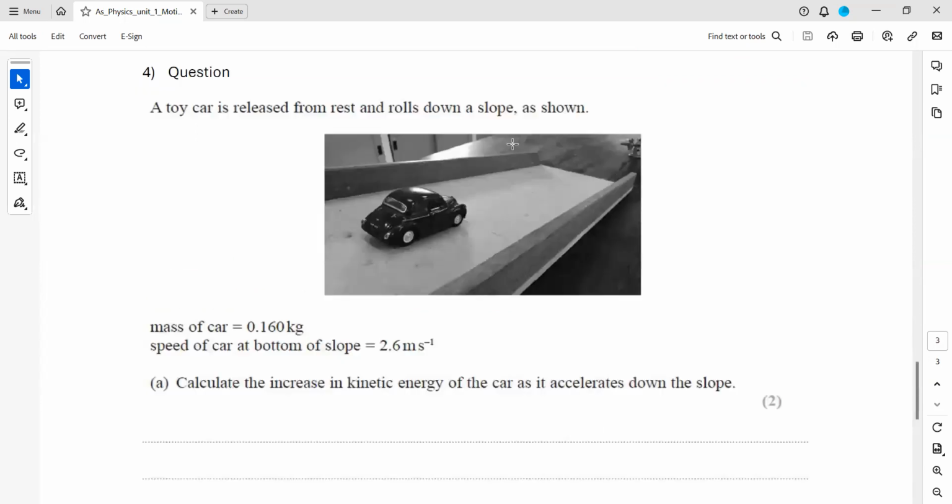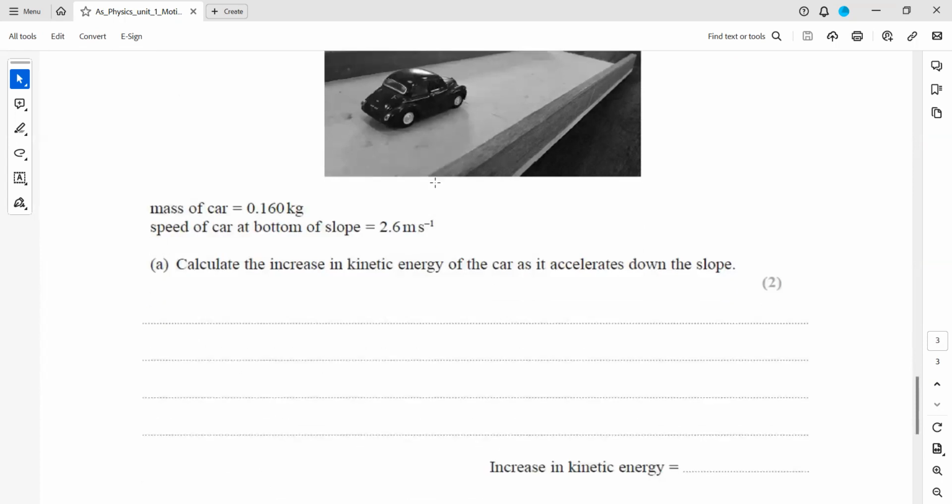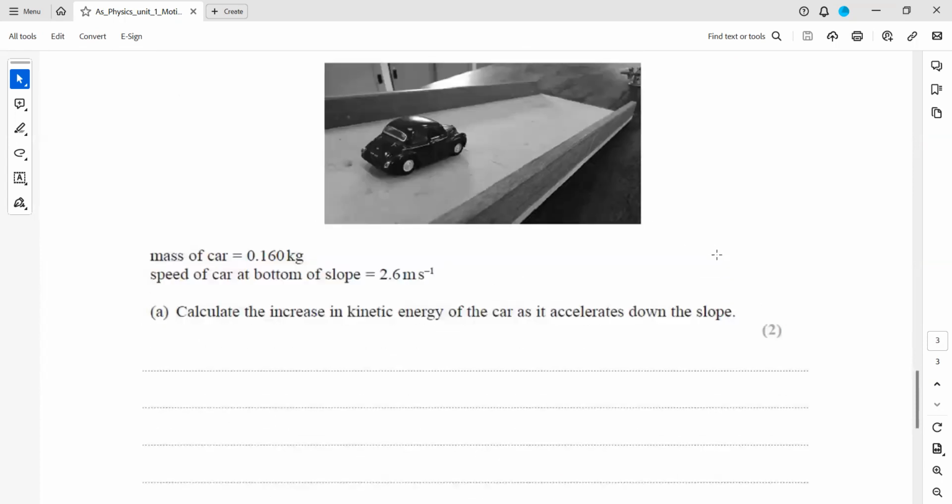This was question 4 of the pop quiz, which was related to motion. A toy car is released from rest and rolled down a slope as shown. The mass of the car is 0.16 and the speed of the car at the bottom is 2.6. Calculate the increase in the kinetic energy as it accelerates down the slope. So it's a simple kinetic energy question. You can use the formula half mv squared. So the kinetic energy KE is equal to half mv squared.